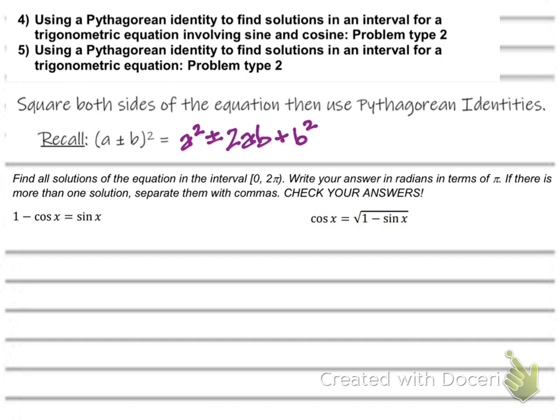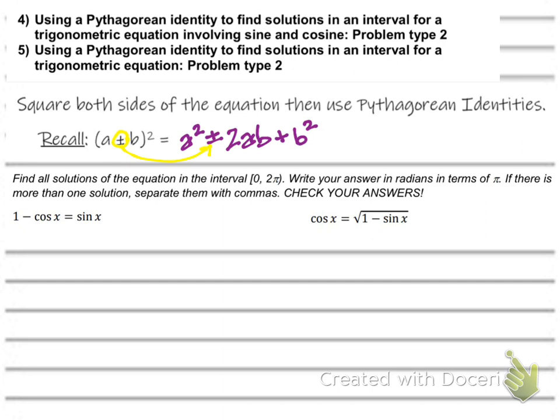And this sign is the same as the first sign. The last sign is always positive, right? Because if I'm squaring it, whether it's negative or positive, it's going to be positive. Now, you can certainly FOIL it out every time. I just think it's much easier if you remember the pattern. Okay?